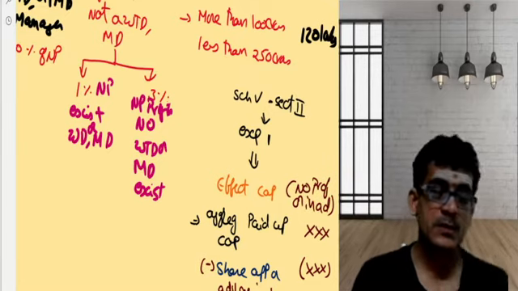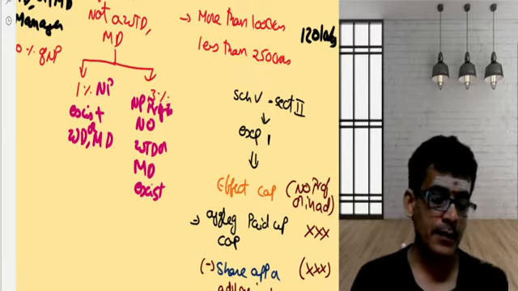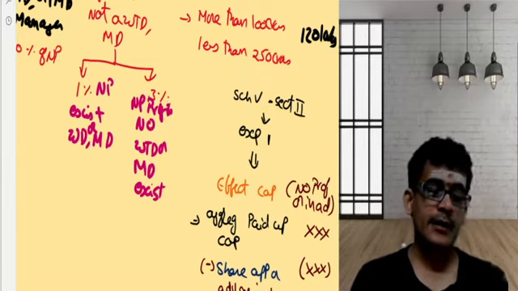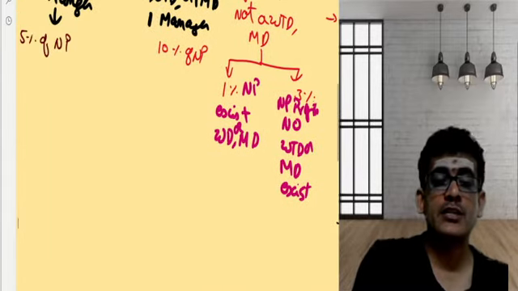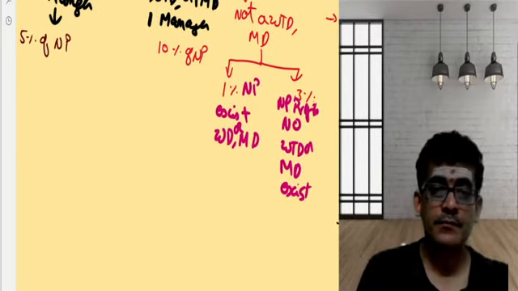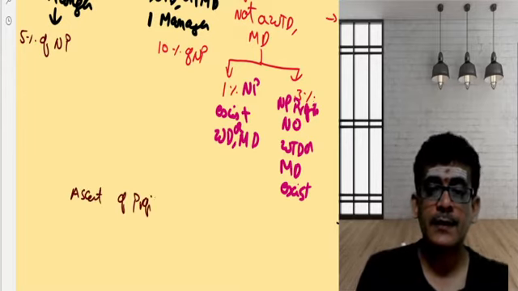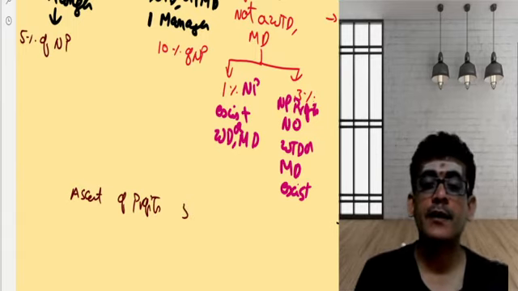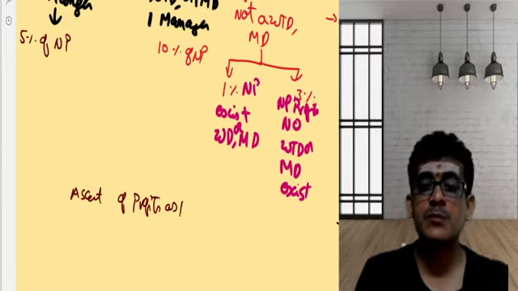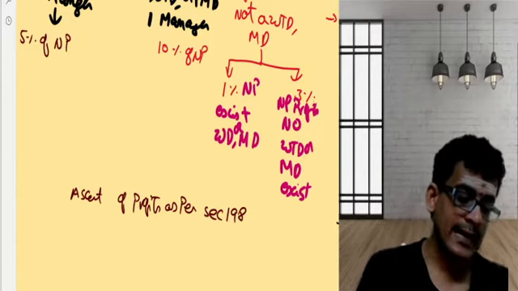your effective capital base. If you are having an adequate capital, then I need to calculate the profit as per section 198. Now let us move on to section 198. Ascertainment of profit as per section 198. So how do we calculate?